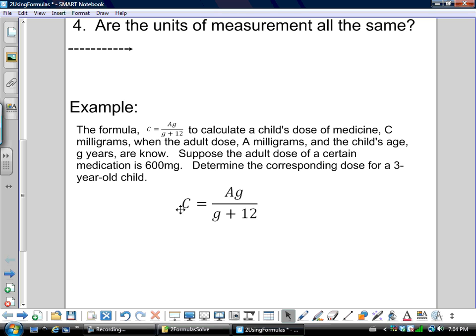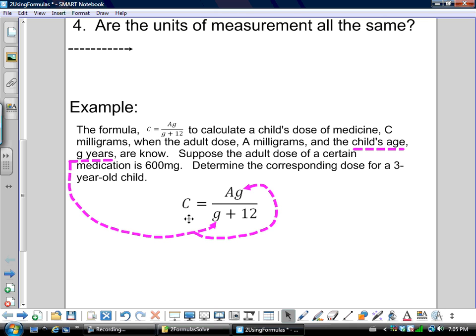Let's look at G, since that one came up for me. I go through the question and I find it says G years are known. So I'm going to work backwards: child's age. The child's age, G years, are known. So I know that G stands for the child's age.